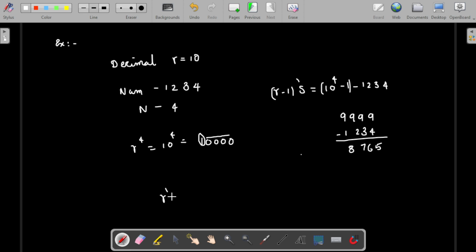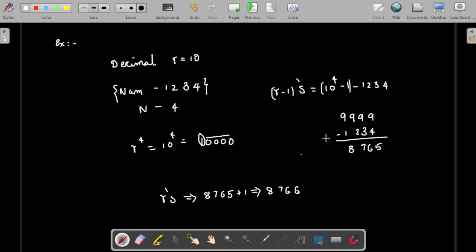In order to get R's complement, what we have to do is just add 1 to the R minus 1's complement. If we do that, we get 8 7 6 6. So this is the R's complement. So we were able to find R's complement and also R minus 1's complement. I hope this is understood for you guys.